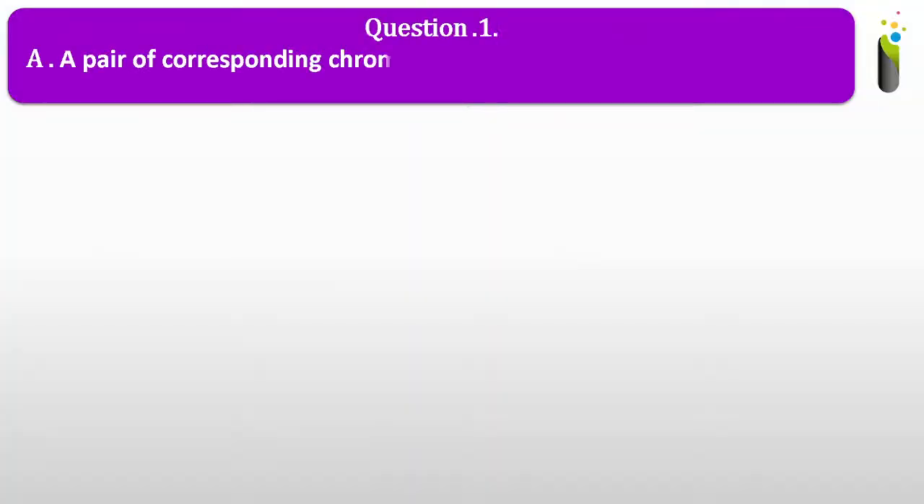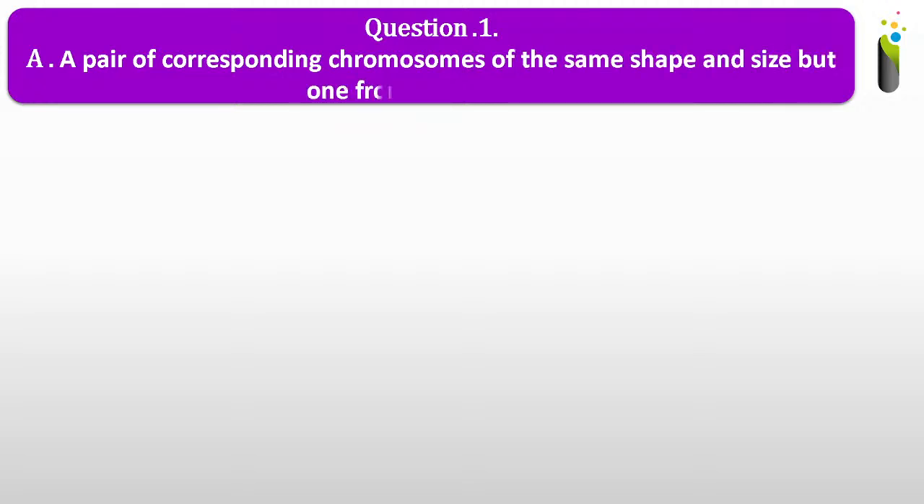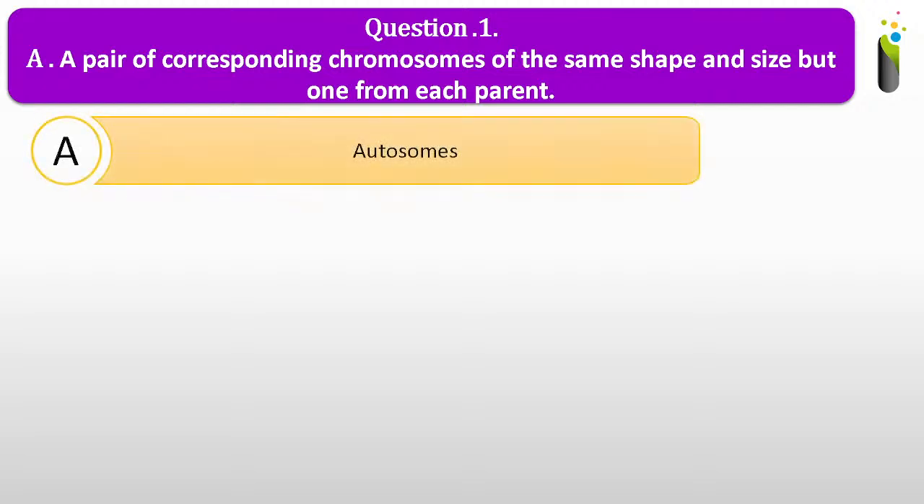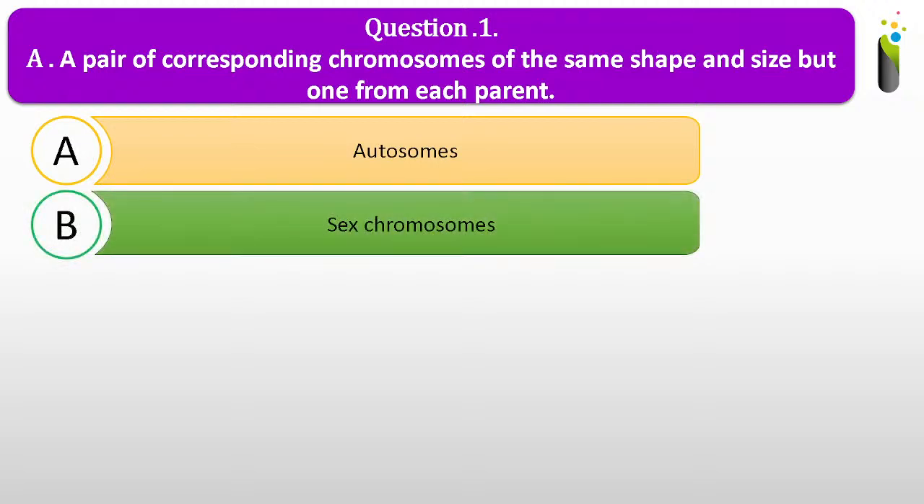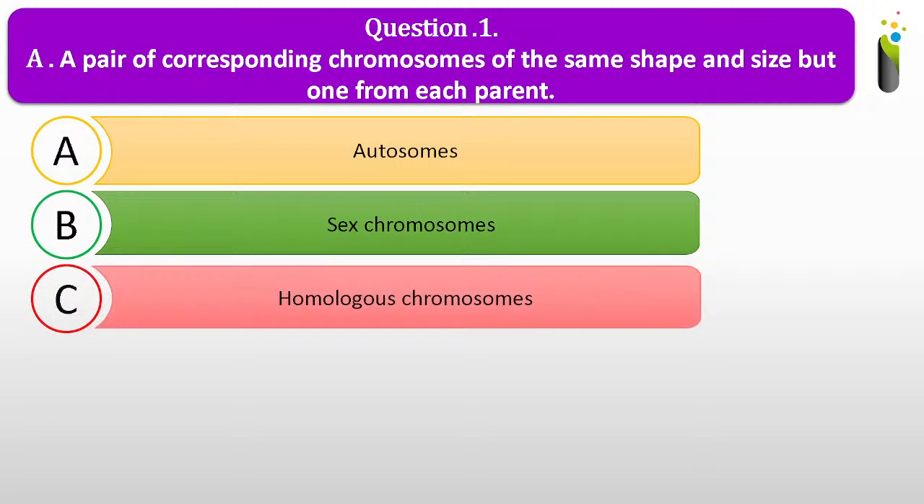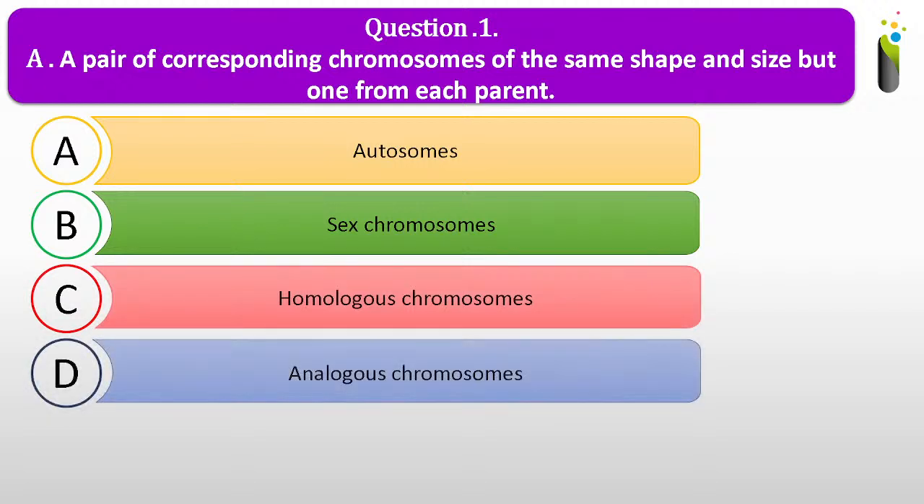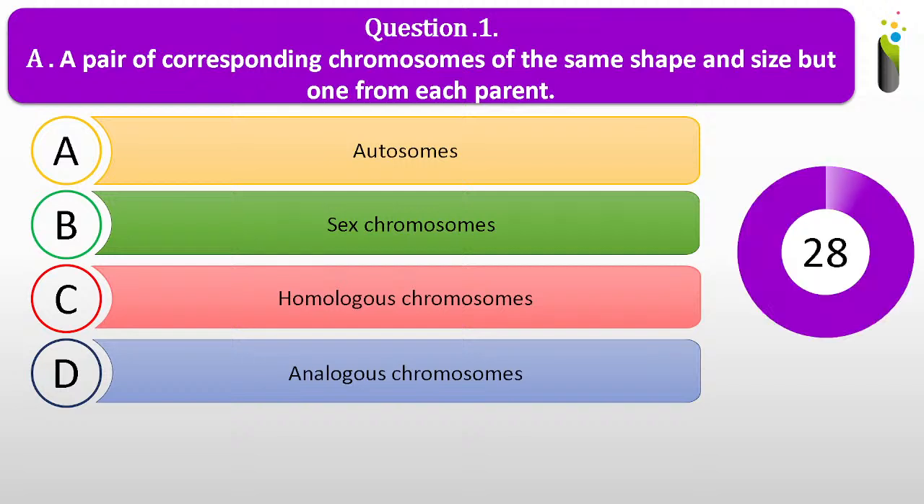Question number 1. A pair of corresponding chromosomes of the same shape and size, but one from each parent, is dash. A. Autosomes. B. Sex chromosomes. C. Homologous chromosomes. D. Analogous chromosomes. So answer me for question number 1. A pair of corresponding chromosomes of the same shape and size, but one from each parent, is dash.